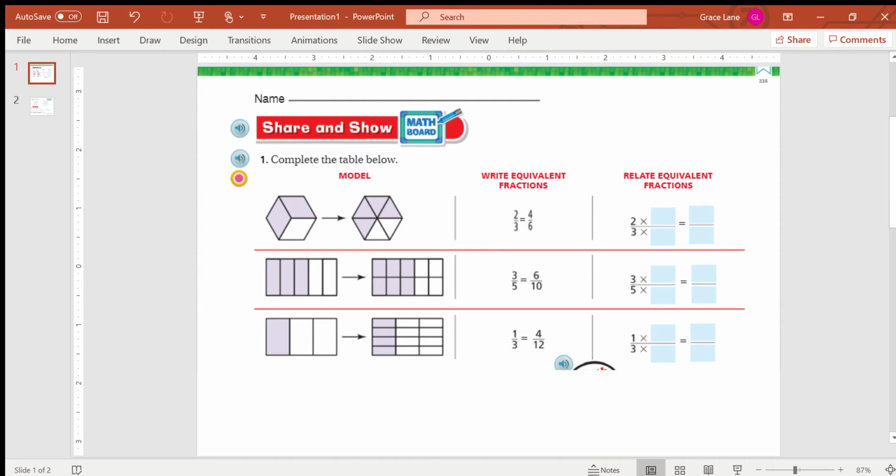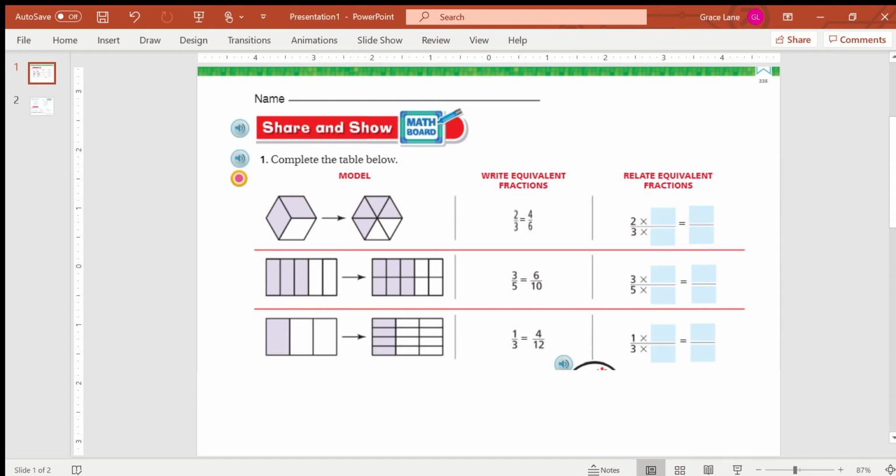So it's broken up into 3 parts. Today we're kind of moving away from models. This lesson is all about the word they use, generate, which means create. So we're going to be creating our own equivalent fractions and trying to do that kind of without a model. So the first part though, they show you the model.